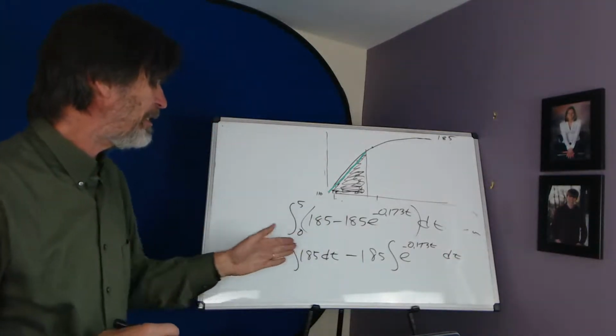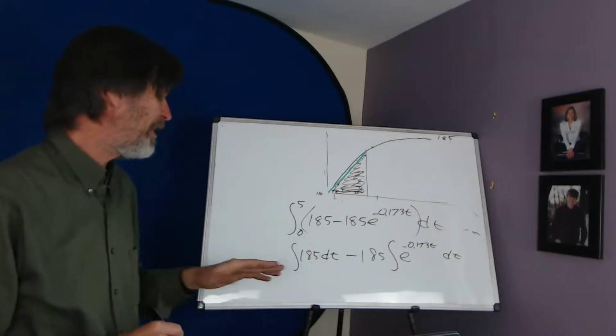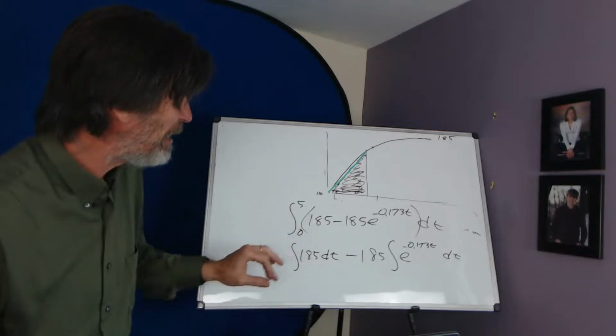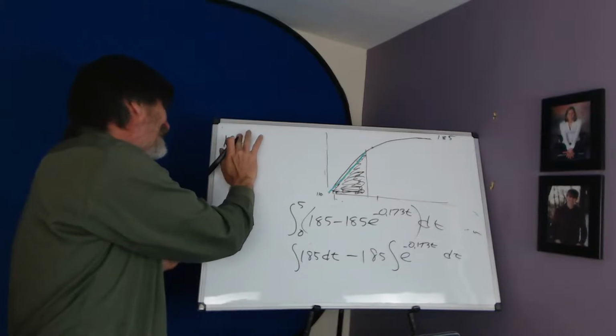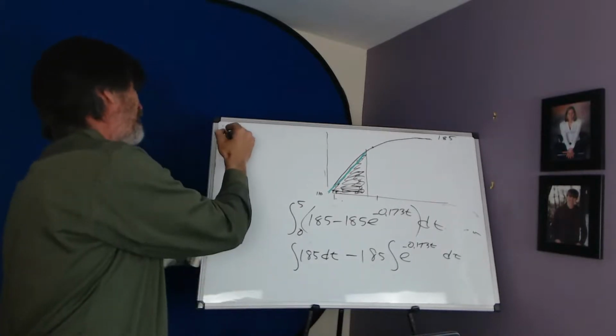So be careful here when you take the antiderivatives, because when you do, there's no longer an antiderivative sign. The antiderivative of 185 dt: what function has that for the derivative? 185 times t.